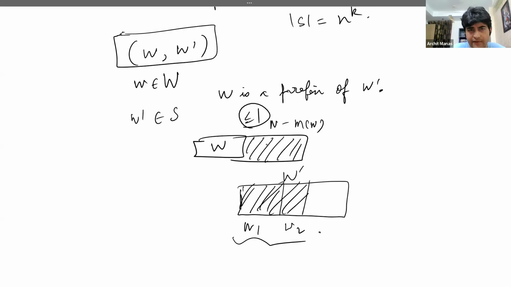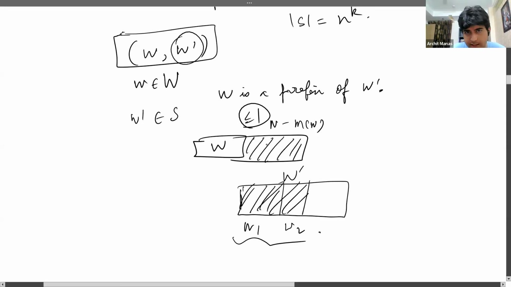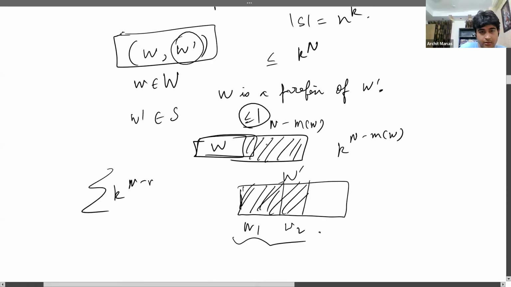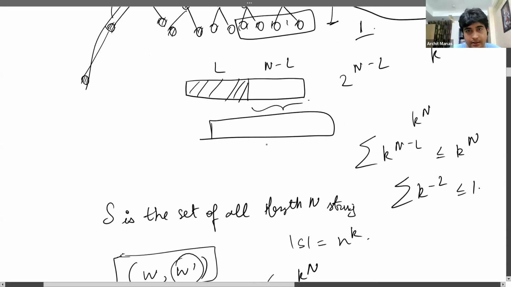And so on the one hand, for every w prime, you have at most one such pair, which tells you that there's at most k to the n such pairs. And on the other hand, if you fix w, there's k to the n minus length of w such pairs, because you can go over all those extensions. And so that tells you that this is less than or equal to k to the n. And of course, if you now divide out by k to the n, you will get precisely that result.